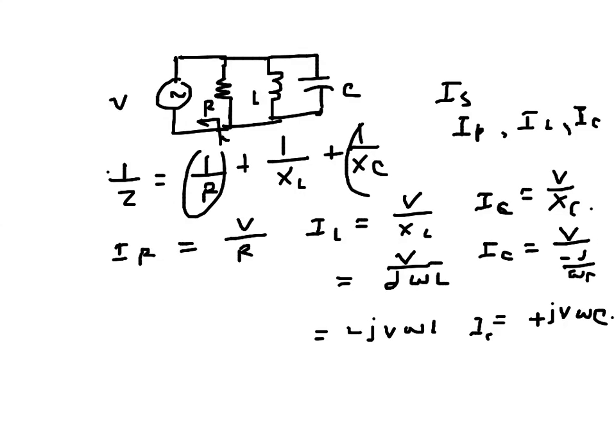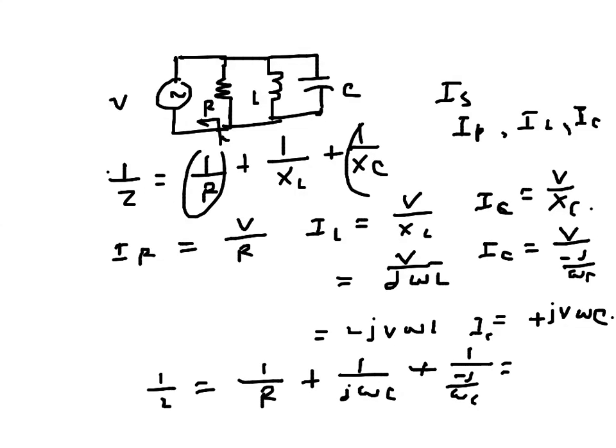So basically 1 over Z is 1 over R, and since this one is becoming j omega L and this is becoming minus j omega C, if I rearrange this, it is becoming 1 over R plus j times (omega C minus 1 over omega L). So this part is the capacitive susceptance, and this is the inductive susceptance, so it's just the inverse, and the sign is also inverse.